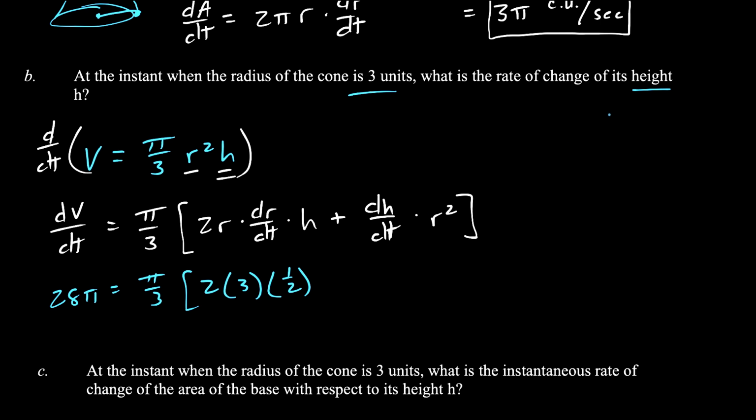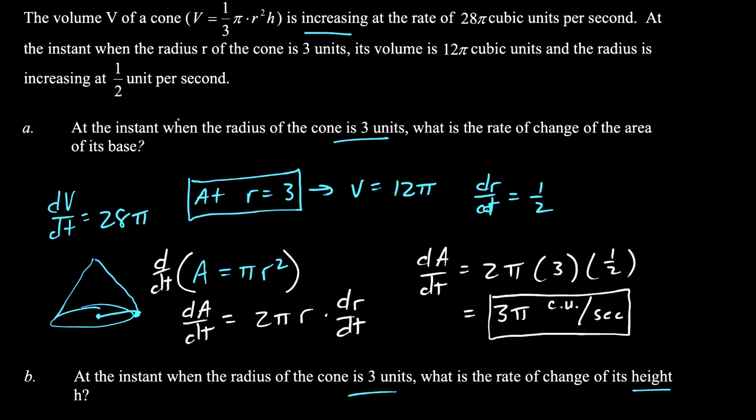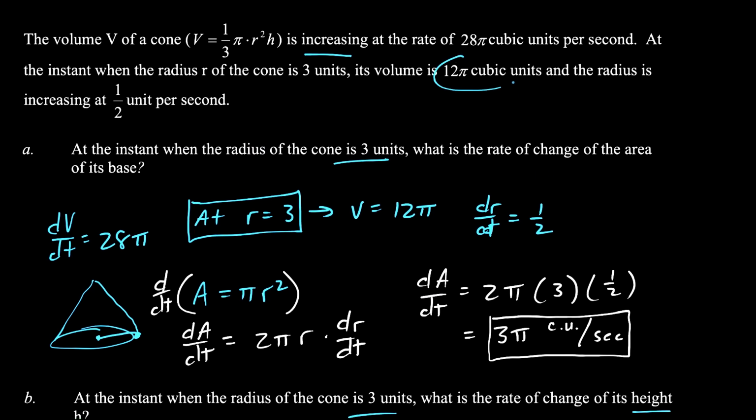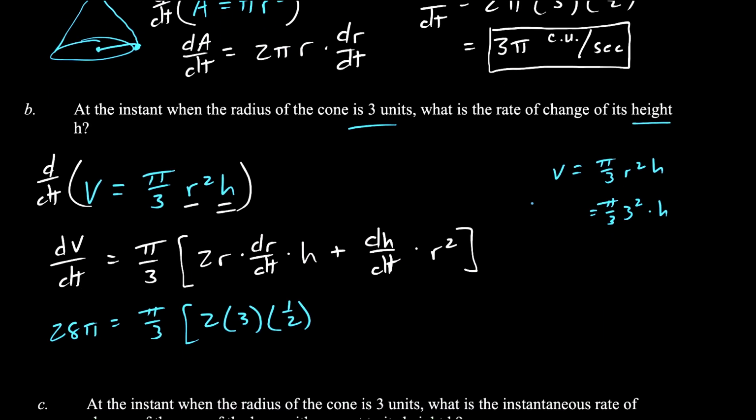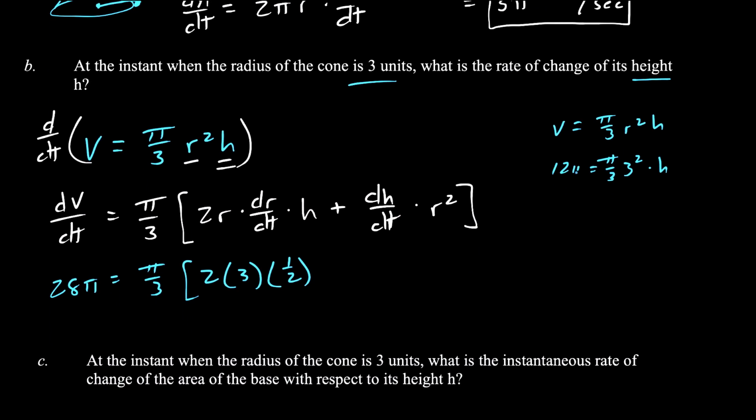So what we can do is write down that we know the volume is equal to pi over 3 r squared h. And we're looking at the instant when the radius is 3, so we're going to have 3 squared times h, and we have pi over 3. And at that time, if you remember, they told us that the volume is 12 pi cubic units. So I can go back here and say, all right, volume is 12 pi.